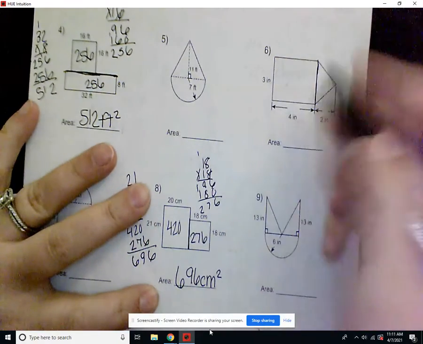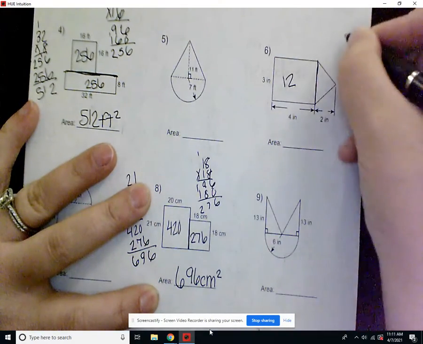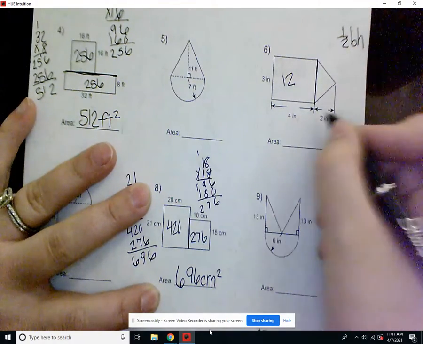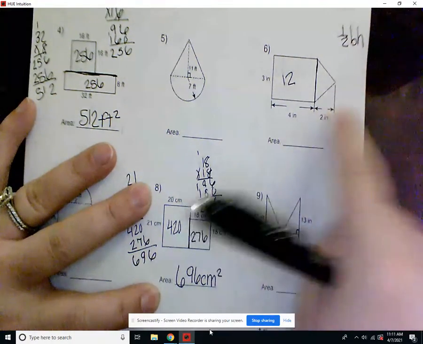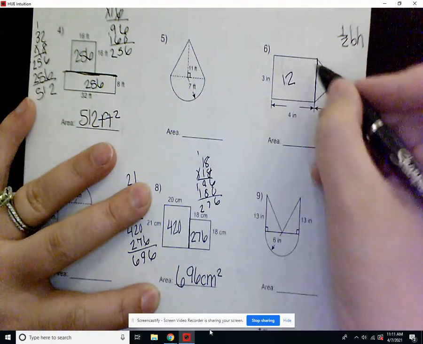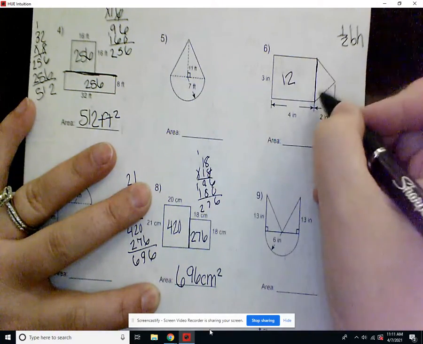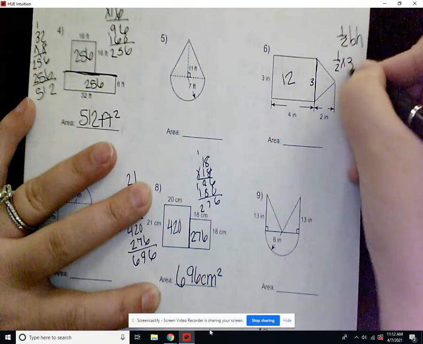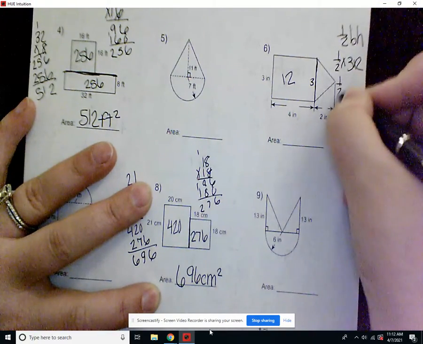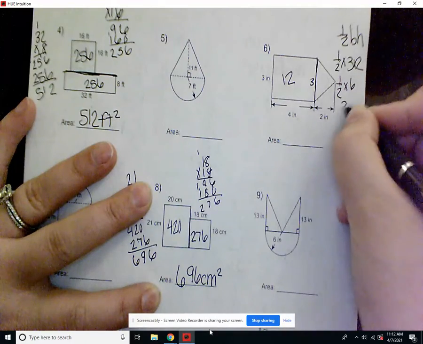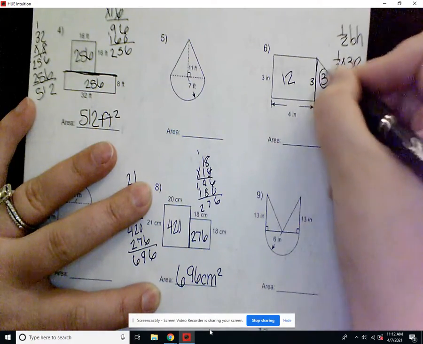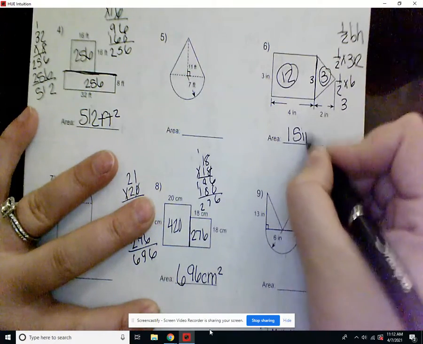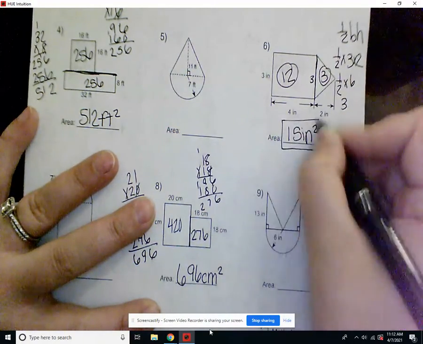So 3 times 4 is 12. And then our triangle formula is 1/2 BH. They're telling us the height is 2 from top to bottom. We want the base of the triangle, and that's going to be 3. So I'm going to have 3 times 2, which is 6. 1/2 of 6 is 3. Add our 2 numbers together, and we get 15 inches squared.